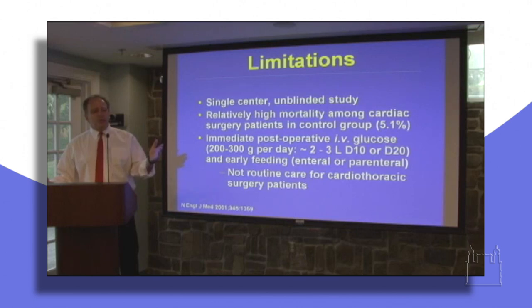And the other thing they did was, immediately postoperatively, they gave 2 to 3 liters of D10 or D20. They took a patient that's going to go home in 3 days, and when he came out of the intensive care unit, gave him high glucose loads. This is a patient who has fresh lines throughout his body. Fresh external lines and high glucose loads was not the routine care for cardiac surgery patients and gives you a high risk of infection and serious infection and death.